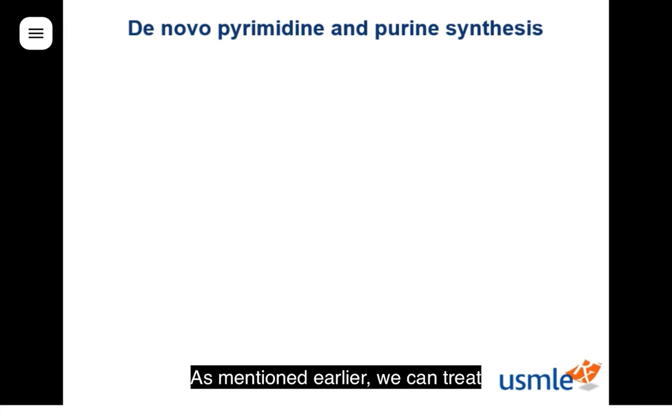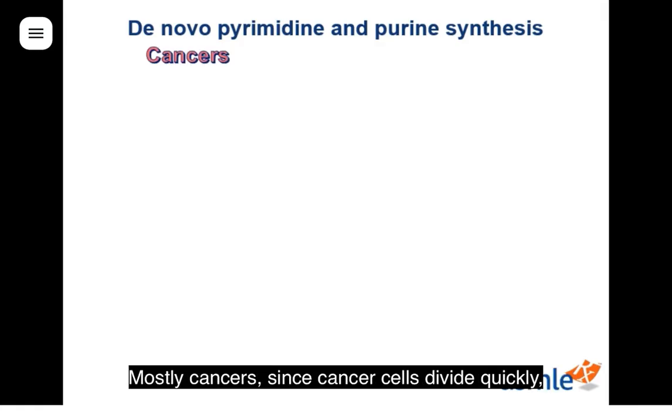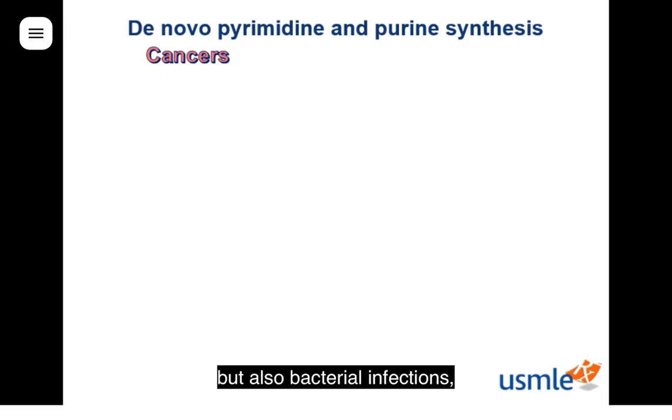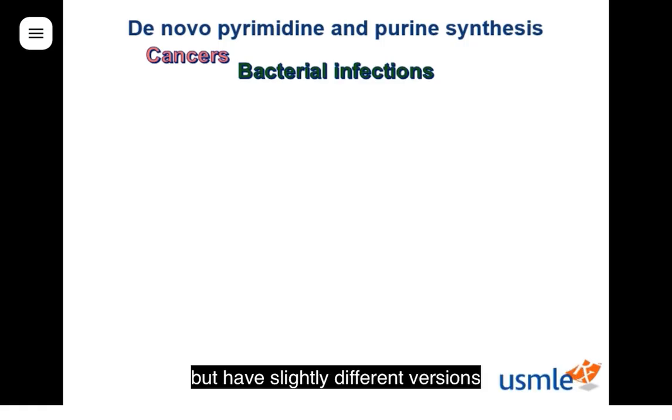As mentioned earlier, we can treat cancers and bacterial infections by targeting specific steps in the nucleotide synthesis. Mostly cancers, since cancer cells divide quickly and therefore require lots of nucleotides for DNA synthesis, but also bacterial infections, since bacteria mostly use the same pathways as humans, but have slightly different versions of some of these enzymes, allowing us to target them and prevent the bacteria from dividing.